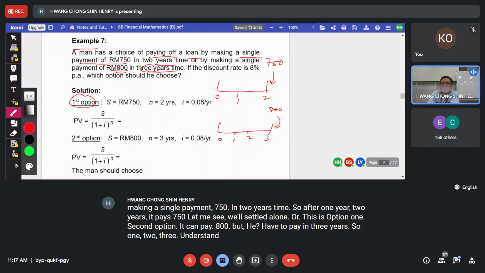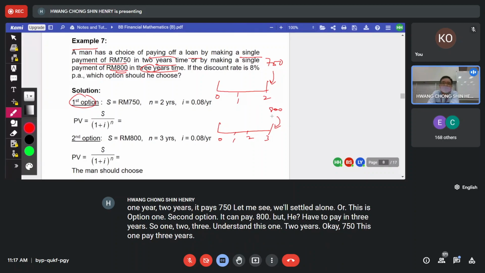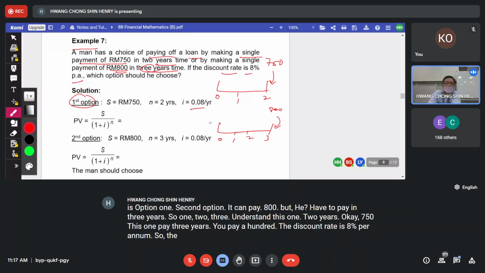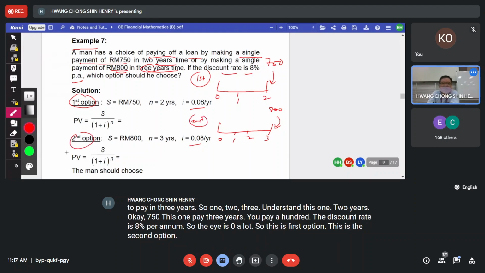Understand? This one, 2 years, pay 750. This one, 3 years, you pay 800. The discount rate is 8% per annum. So the I is 0.08 lah. So this is the first option. This is the second option. How do we know, or how does he know, which one is the better option?